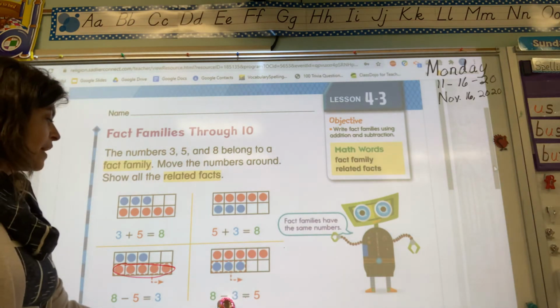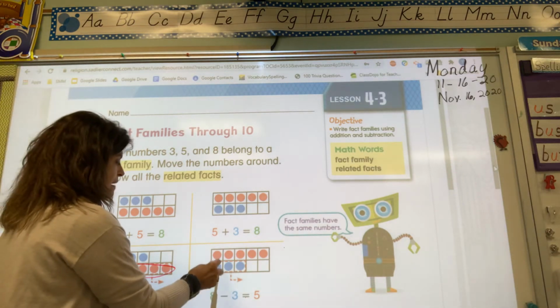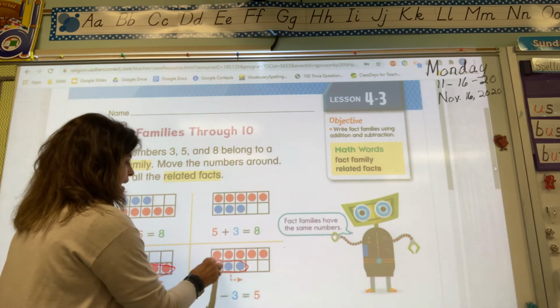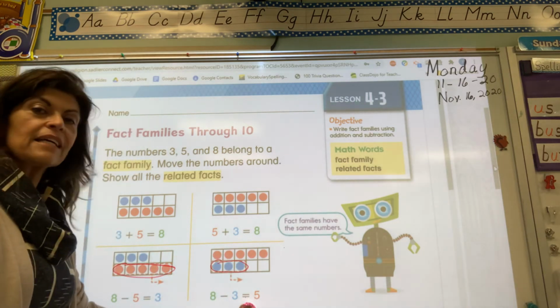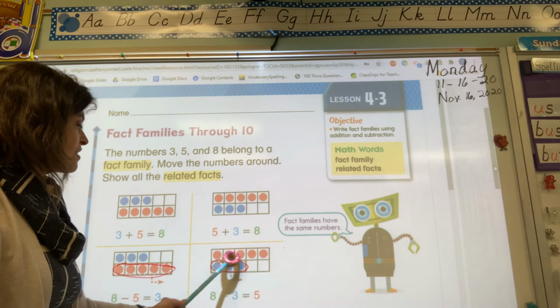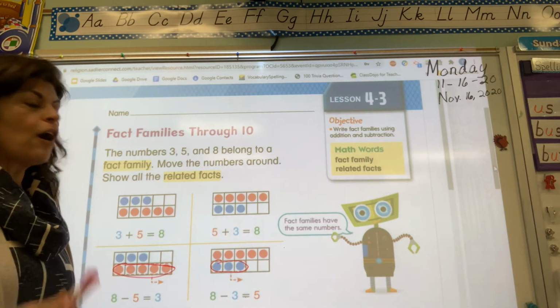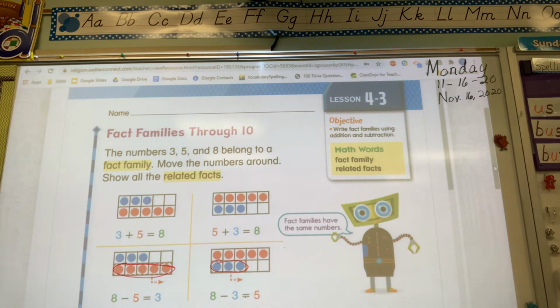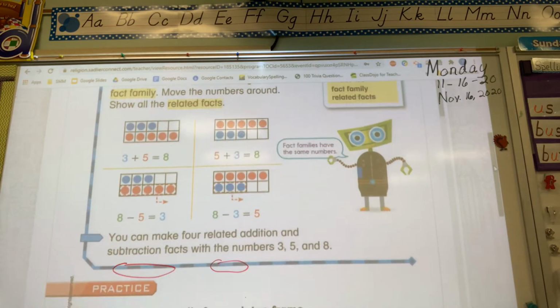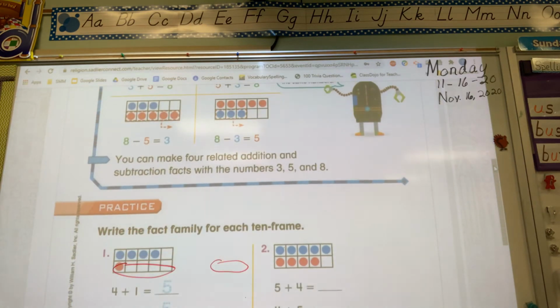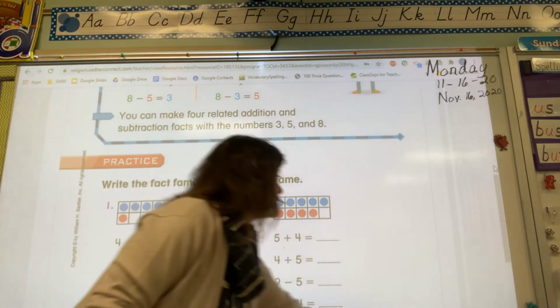So we're taking away 3. 3 blue circles matches a 3. And the difference is 5. Matches those 5 circles. Whenever we have a fact family, we can always make 4 different related addition and subtraction facts. And that's very important to remember.